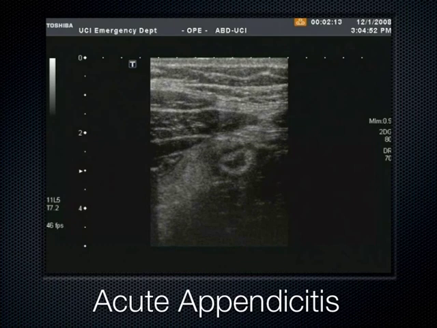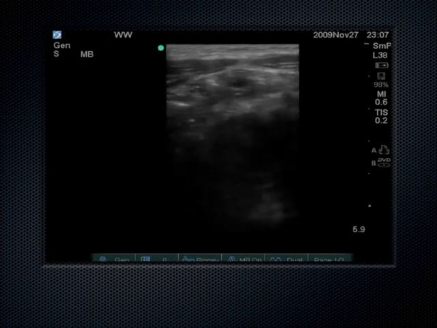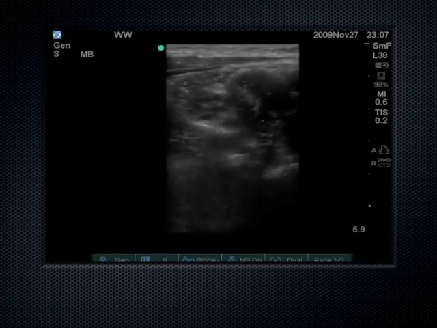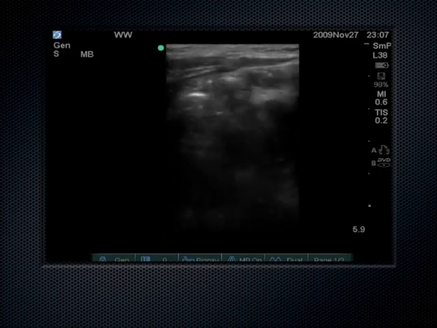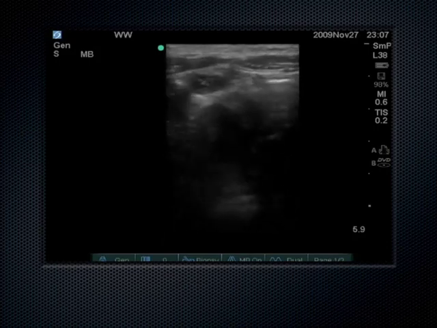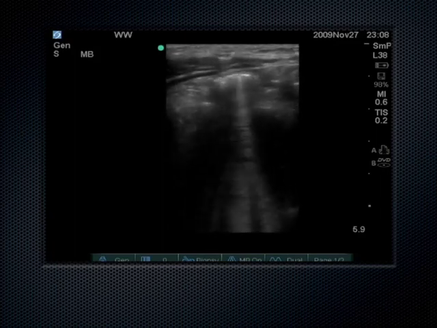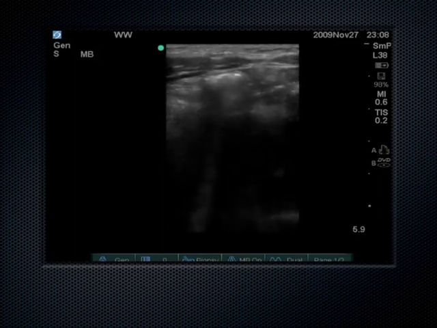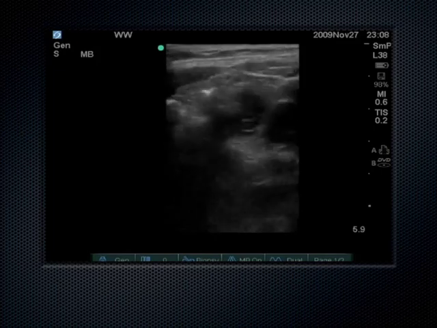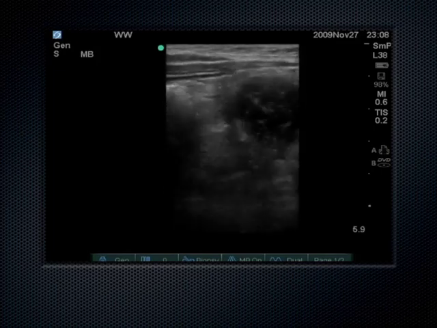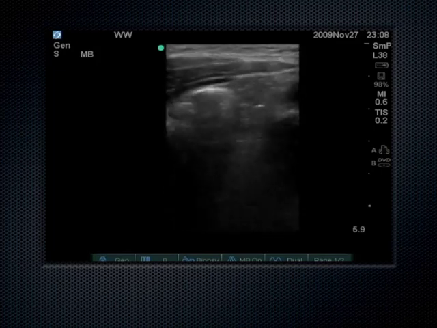That's the technique. Here we're trying to identify the appendix. Here's our psoas muscle practically coming all the way to the abdominal skin. This patient's very, very thin. That's how we're able to do this. And yes, this is a lot easier in thin patients. And yes, this is a truly tenderness-dependent thing, because look how much we're compressing this tissue.